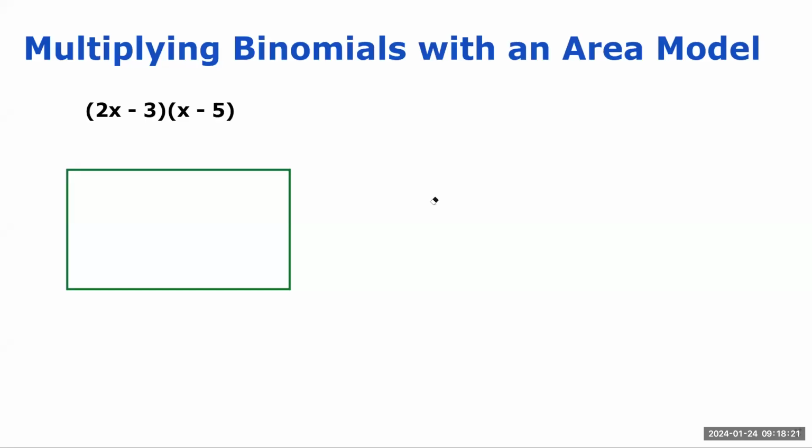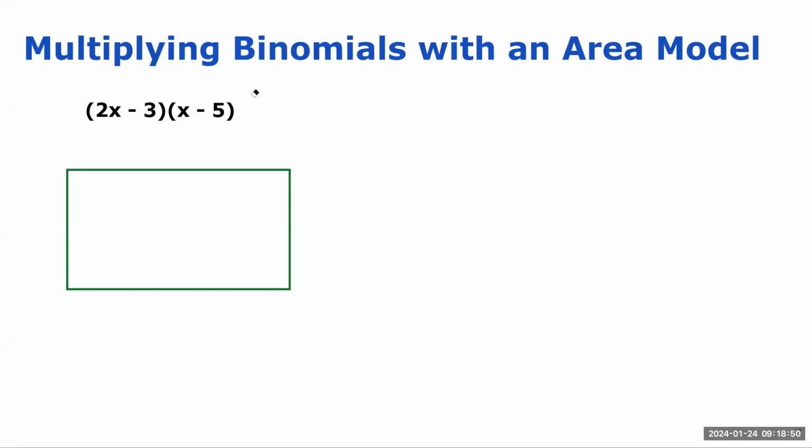In this video, we're going to find the product of multiplying two binomials against each other, and we're going to use an area model to demonstrate this process. For some of us, it's going to be easier to use a geometric method, such as finding the area of a rectangle, to understand what the product of two binomials is going to look like, rather than using an algebraic method like FOIL.